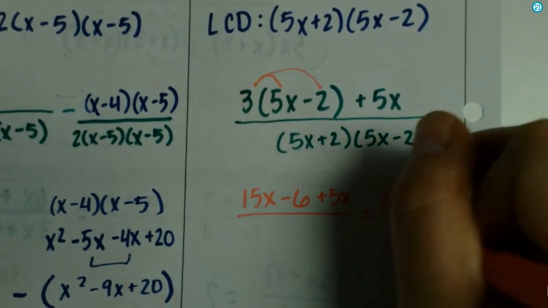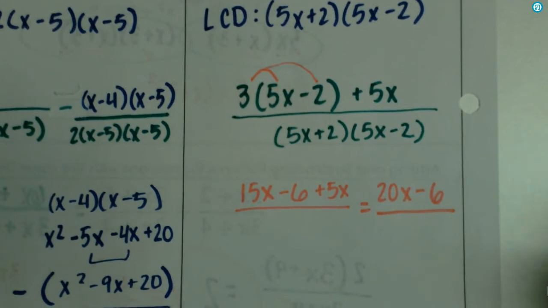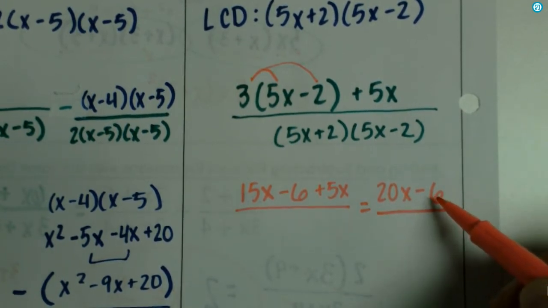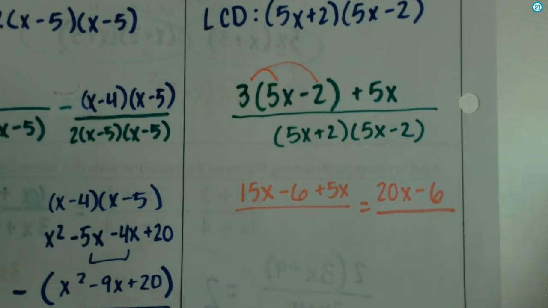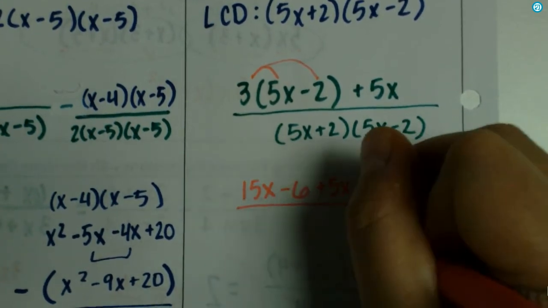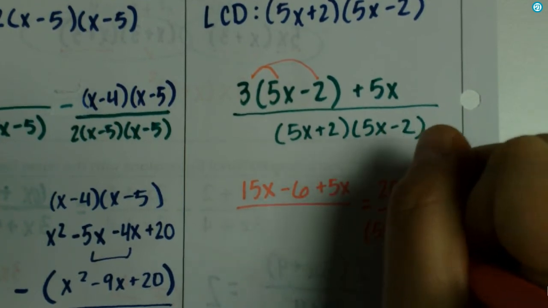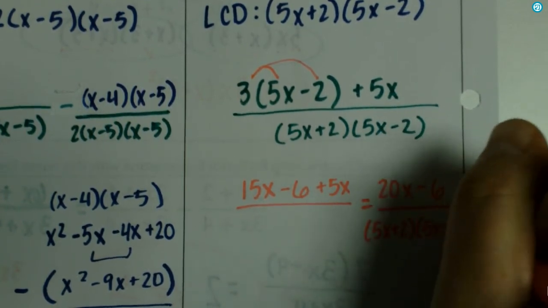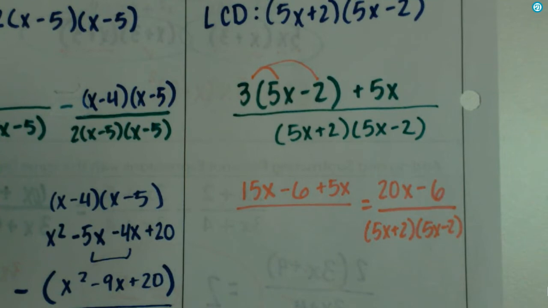And then at this point, you would want to see if that will factor at all. It will. We can factor a 2 out, but it doesn't make it so that anything can cancel, so you don't need to factor it if nothing cancels. So then we've got over 5x plus 2, over 5x minus 2. And that's our final answer.